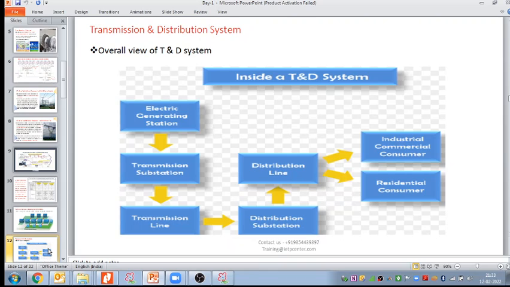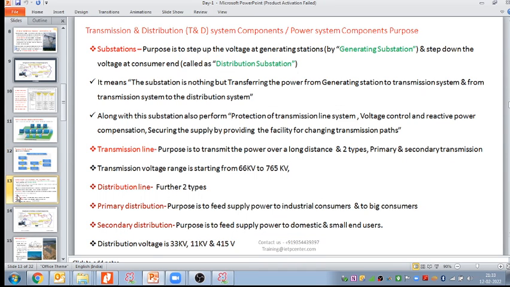And if we talk about the T&D system, what we have in the T&D system is the electricity generating stations, then transmission substations, then transmission line, then distribution substations, then distribution line, and then from the distribution line we are feeding the industrial consumers and then residential consumers. So these networks we call the T&D system, right? So why do we require the transmission line, the substations, and the distribution line?